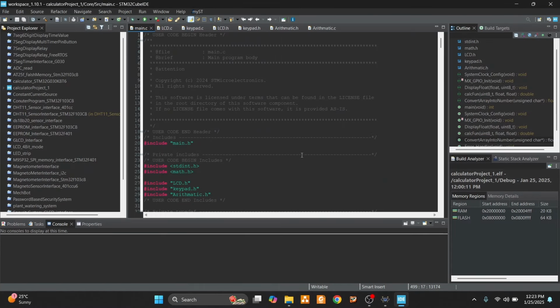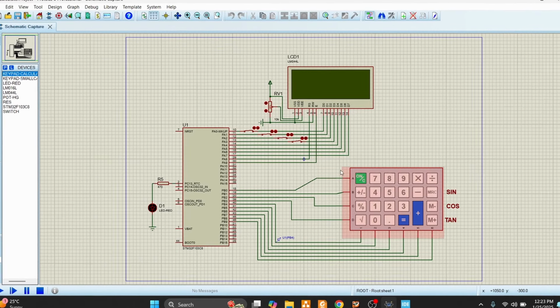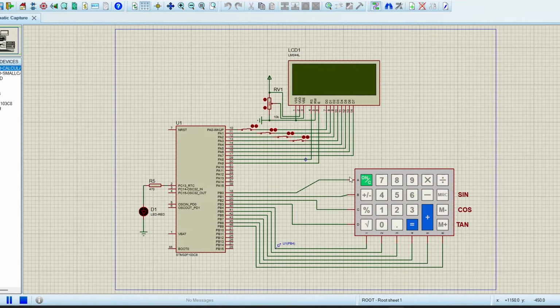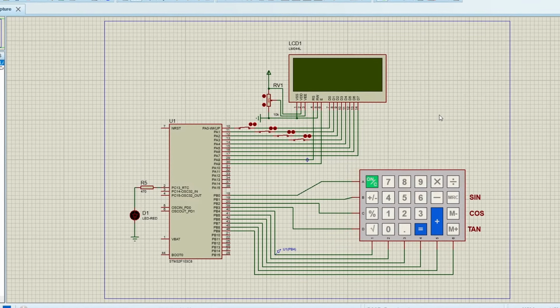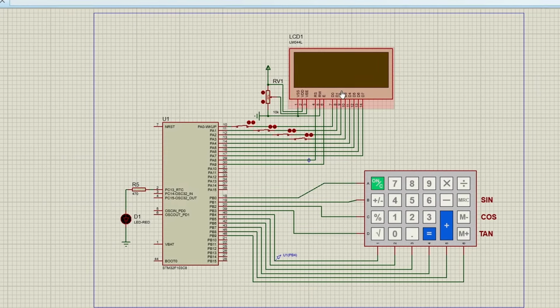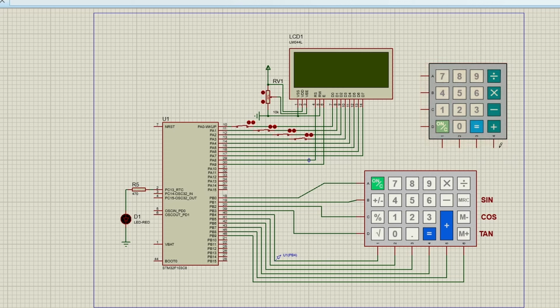So in this video we'll see the extended calculator functionality. In our previous video, we used a 4x4 keypad matrix to interface and get the calculator functionality. This was the keypad that we used in our previous calculator project. We are now going to use this new keypad to get more functionality.